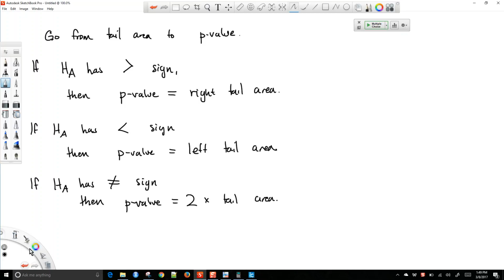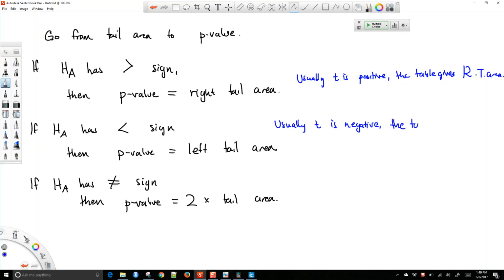Most of the time, if you have a greater than sign in the alternative, usually t is positive, and the table gives the right tail area. And if the alternative has a less than sign, usually t is negative, and because of the switch, the table gives the left tail area.